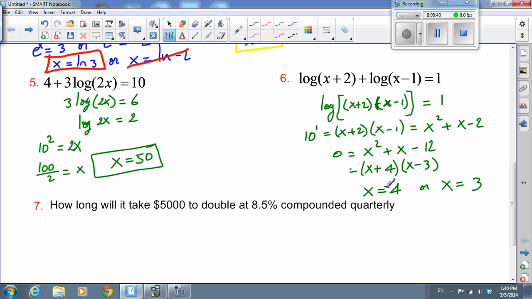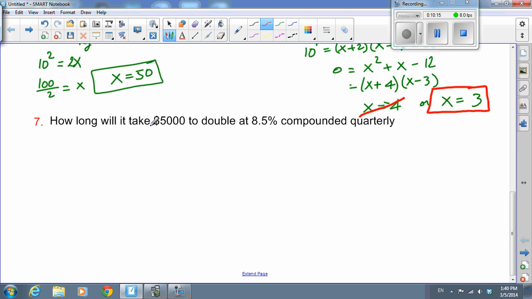By the way, this is negative 4. So I'll go ahead and check first for negative 4. If I plug in negative 4 here, I end up with log of negative 4 plus 2. In other words, a log of a negative number. Since you cannot find the log of a negative number, it means that this answer is not possible. Let's go ahead and plug in 3. If I plug in 3 here, I get 3 plus 2, possible. 3 here, 3 minus 1, positive. So it's possible as well. So your only answer is x equals 3.